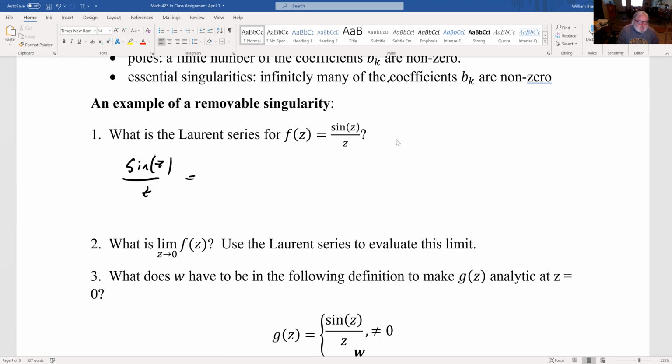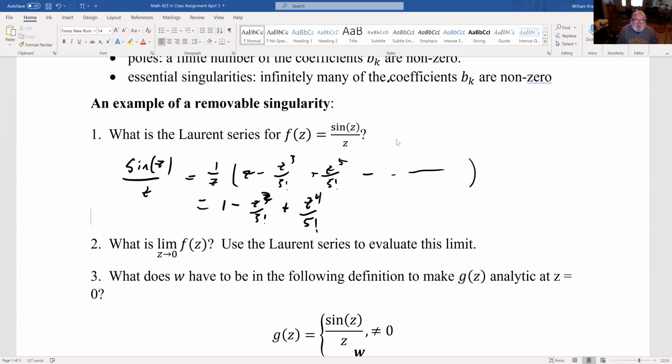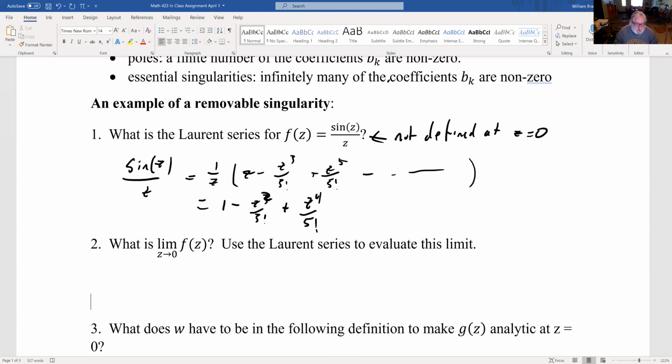Sine z over z is 1 over z times z minus z cubed over 3 factorial plus z to the 5th over 5 factorial minus dot, dot, dot, keeps going on. And so if we divide everything by z, we get this: 1 minus z squared over 3 factorial plus z to the 4th over 5 factorial, right? And note, not defined at z equals 0. Okay, so what's the limit as z goes to 0 of this function?